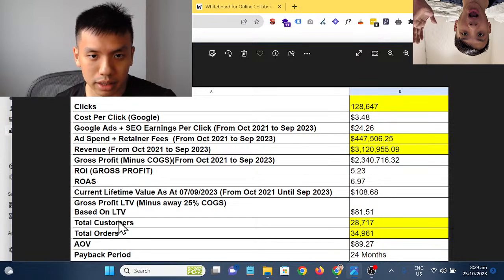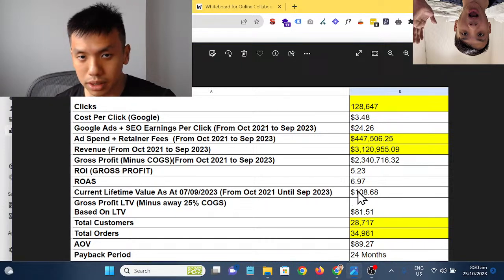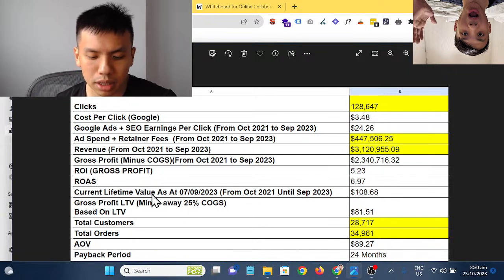So obviously then we have other things that we want to look at, which is lifetime value, and as you can see, the lifetime value here across this period is about $108. Now, what does this mean? What does lifetime value mean? Lifetime value means how much is an average customer worth to you across this period, not assuming, but when they come back and repurchase, right?